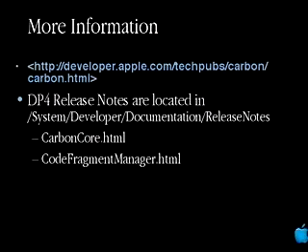Okay, we're at the more information section. You've probably seen the Carbon documentation URL, but that's up there again. The two release notes that I referred to are on the DP4 release in System Developer Documentation Release Notes. CarbonCore.html is going to go over some of the issues that I mentioned with the Memory Manager and Code Fragment Manager. Then the Code Fragment Manager has its own release note on how to enable the new vector libraries.